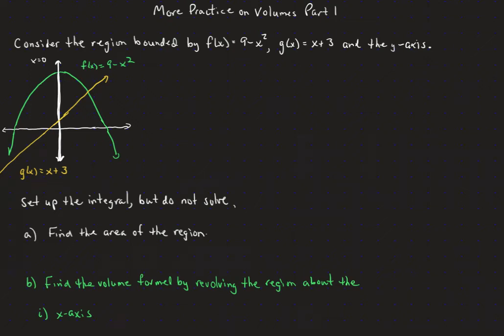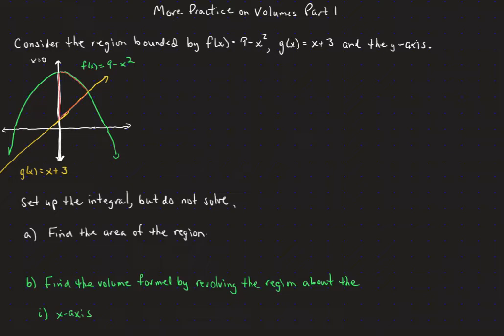In this video, we're going to do some more practice with our volumes of revolution and the volumes of our known cross-sections. So consider the region bounded by y equals f of x equals 9 minus x squared, that's our green parabola opening down, g of x equals x plus 3, the yellow straight line, and the y-axis, which I've tried to make a little thicker so we clearly understand what the boundaries of our region are. So we're talking about this right here.